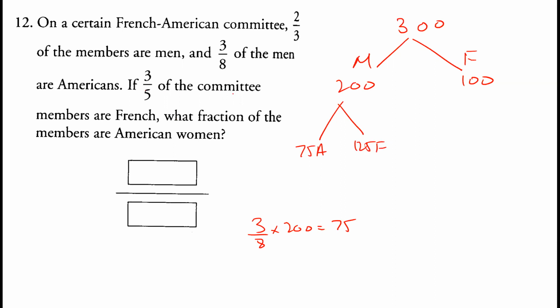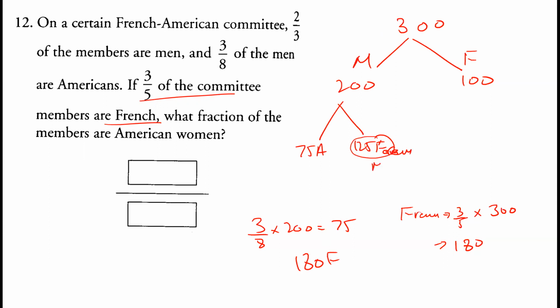Now if 3/5 of the committee members are French, the total number of French people would be how much? So 3/5 into 300. The total number of French would be 180. So 300 divided by 5 into 3 equals 180. So the total number of French are 180, out of which 125 are males, sorry. 125 are French males.